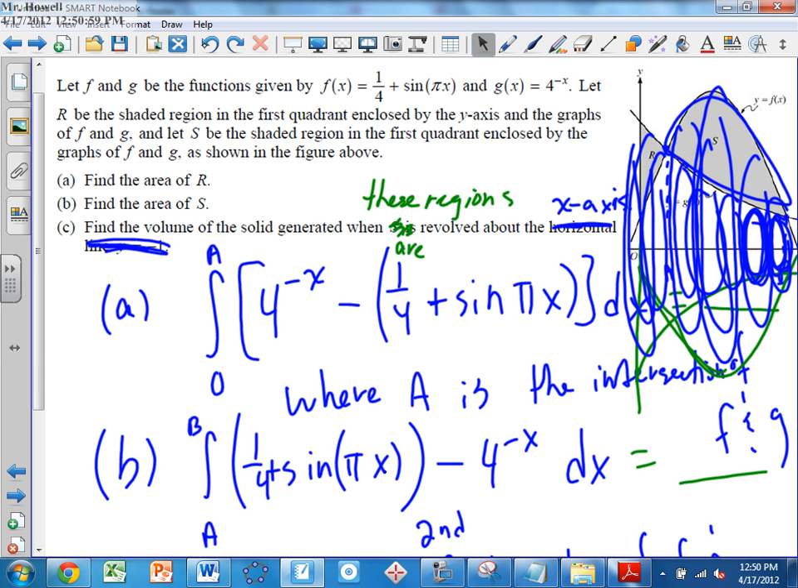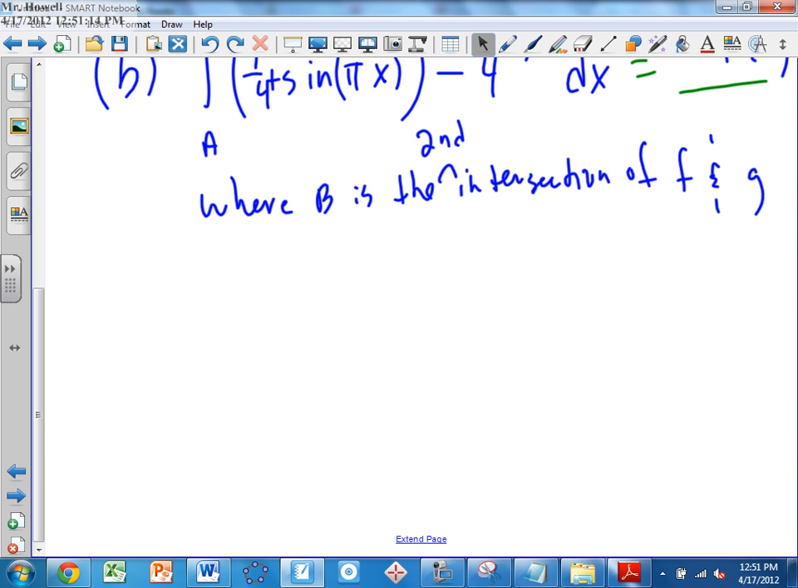What we want to do for the volume, though, is to remember the outer radius up here is the upper function. The inner radius is the lower function. But in this part, now the outer radius is this, and the inner radius is now this. So let's go ahead and set this up. It's going to be a wild expression. For the beginning part, we're integrating from 0 to A, with a pi in front.